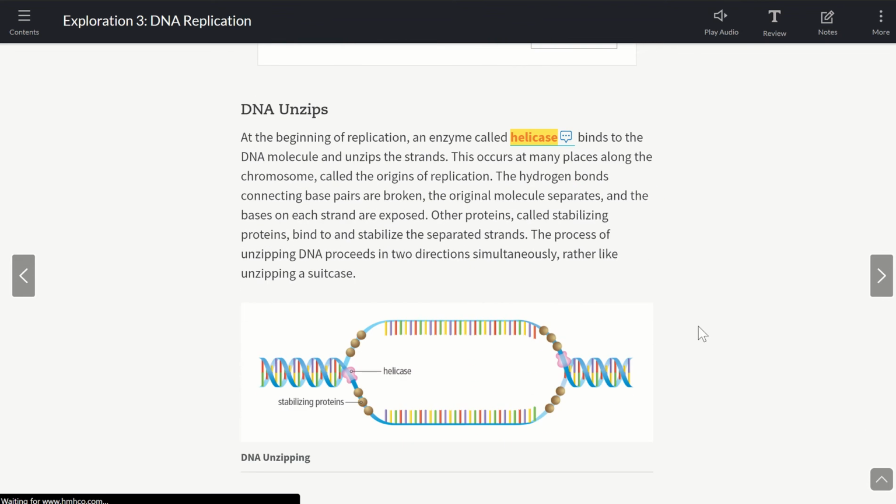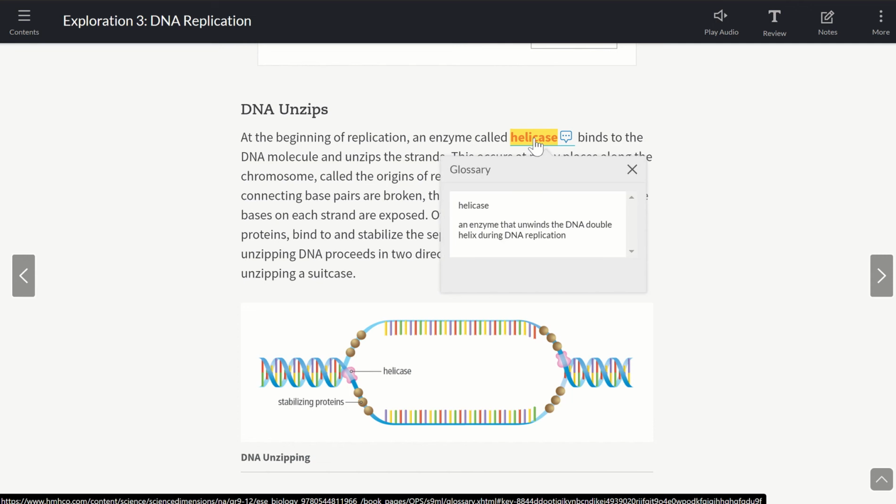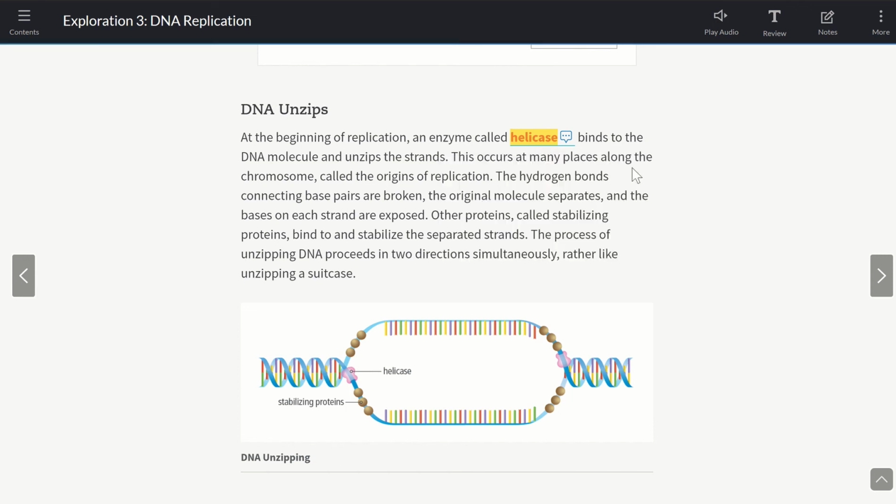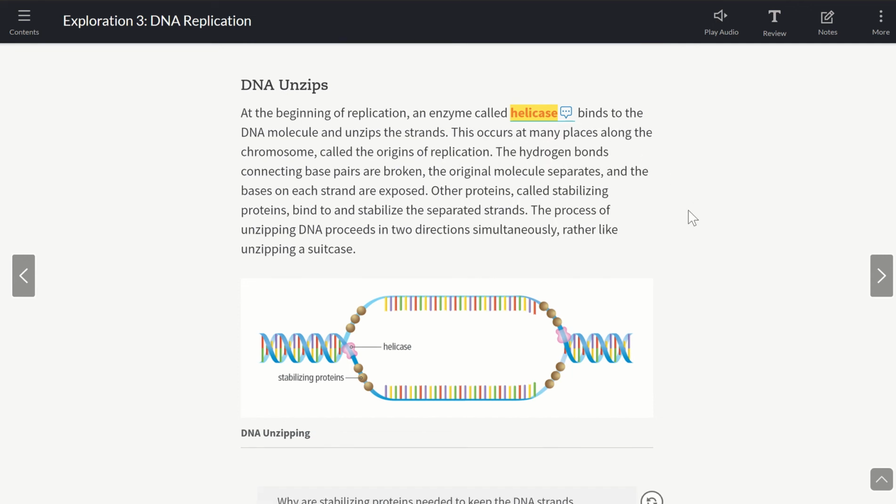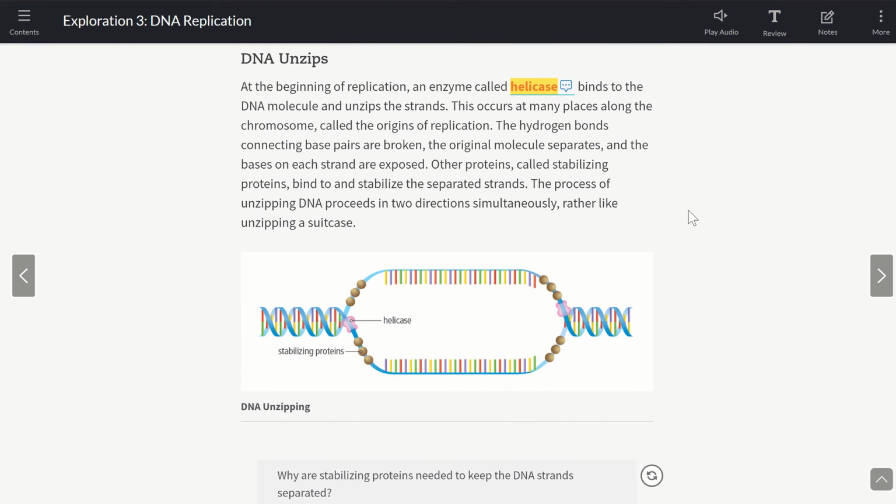There are going to be 4 enzymes that I want you to be very familiar with. Again, by the end of this lesson, you're going to have 4 enzymes that I need you to know what they are and what they do. So we talked about the enzyme that's responsible for unzipping that DNA molecule initially. That enzyme is something called helicase. Helicase is that enzyme that unzips the DNA molecule and starts the process.